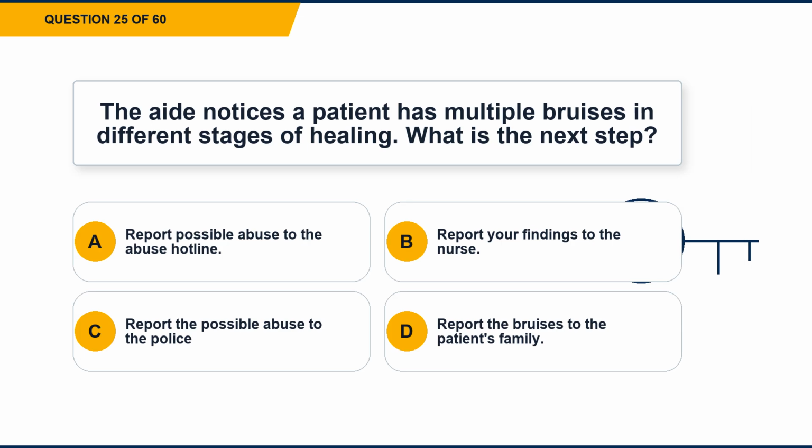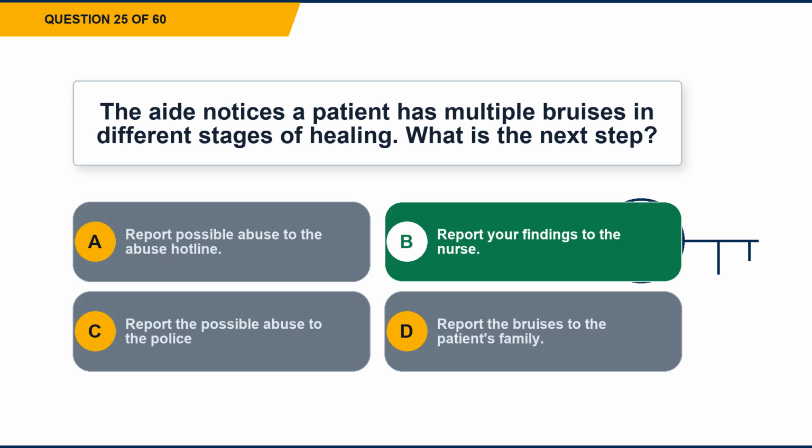Question 25. The aide notices a patient has multiple bruises in different stages of healing. What is the next step? Option A, report possible abuse to the abuse hotline. Option B, report your findings to the nurse. Option C, report the possible abuse to the police. Option D, report the bruises to the patient's family. The correct answer is option B, report your findings to the nurse.